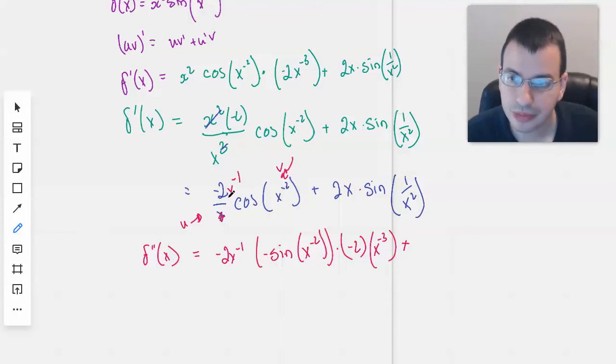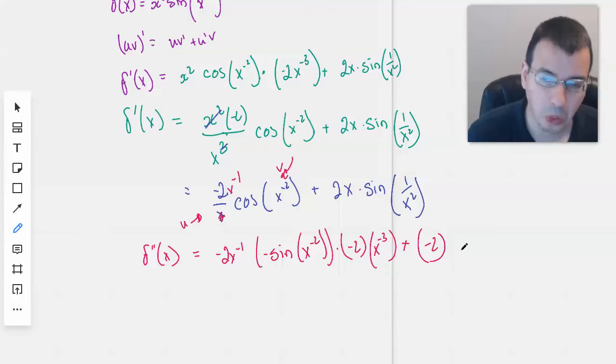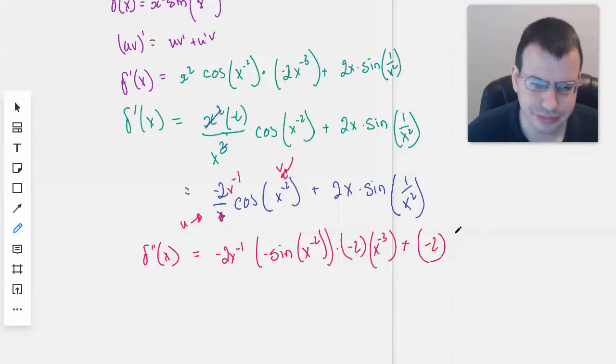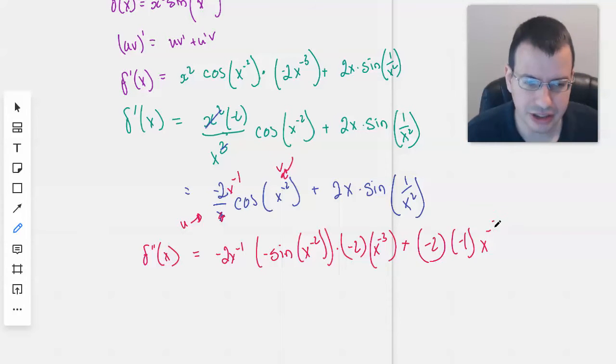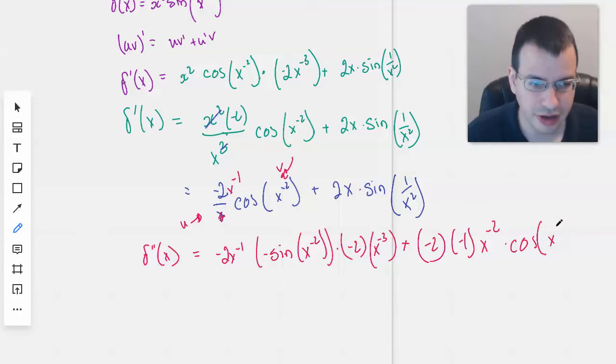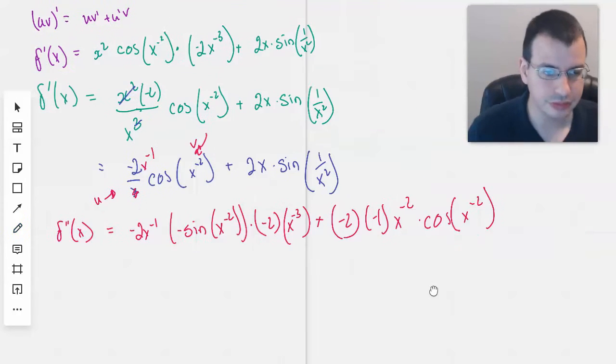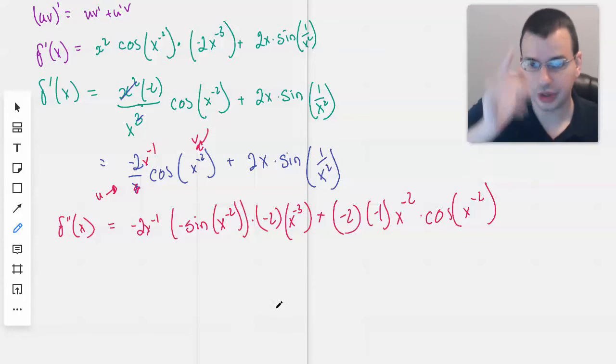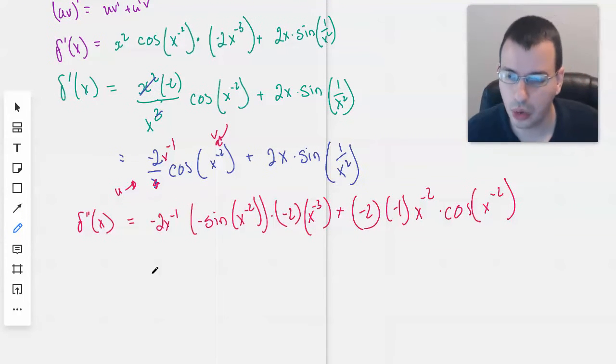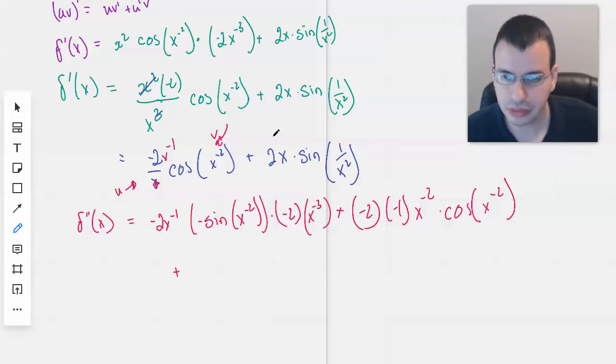So then we'll take the derivative of this side. So it'd be negative 2, negative 1, x to the negative 2 times cosine of x to the negative 2. Okay? And then we have to do the other side as well. So we'll do plus. This will be u, this will be v. So it'll be 2x times cosine, and this will be x to the negative 2.